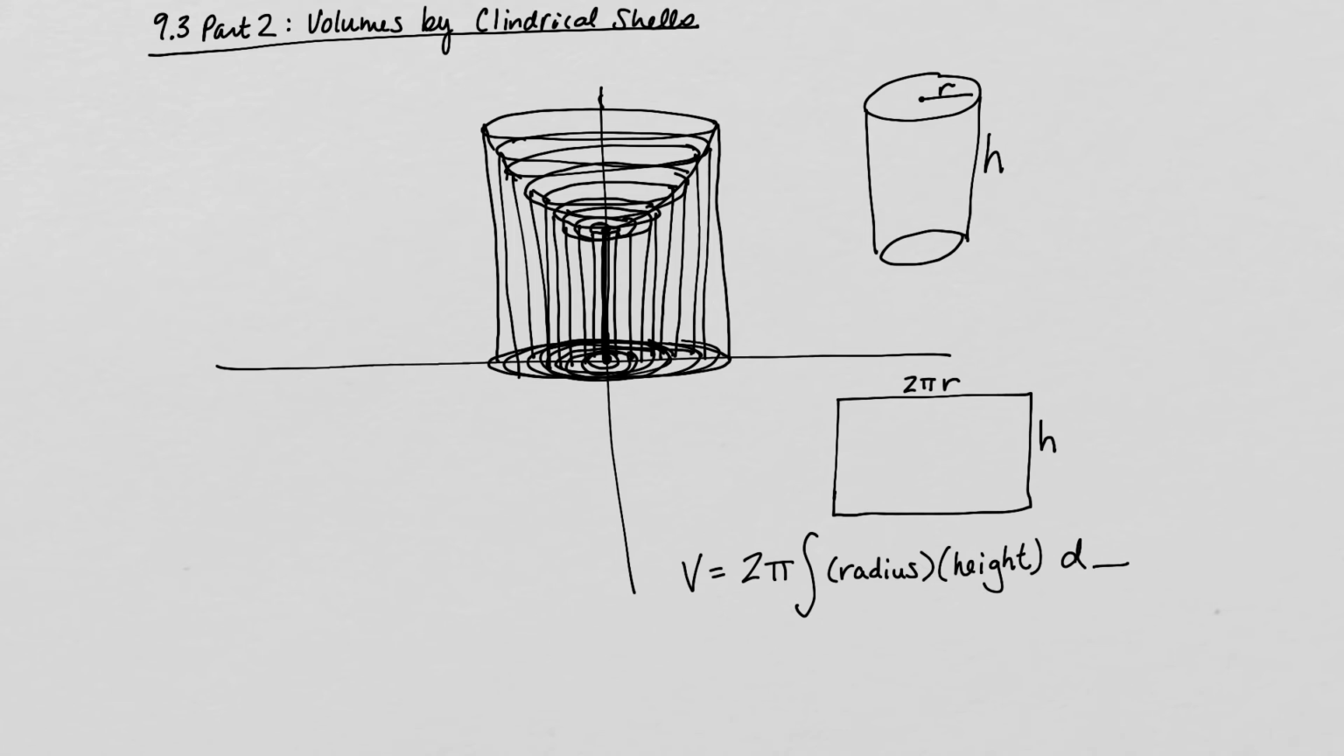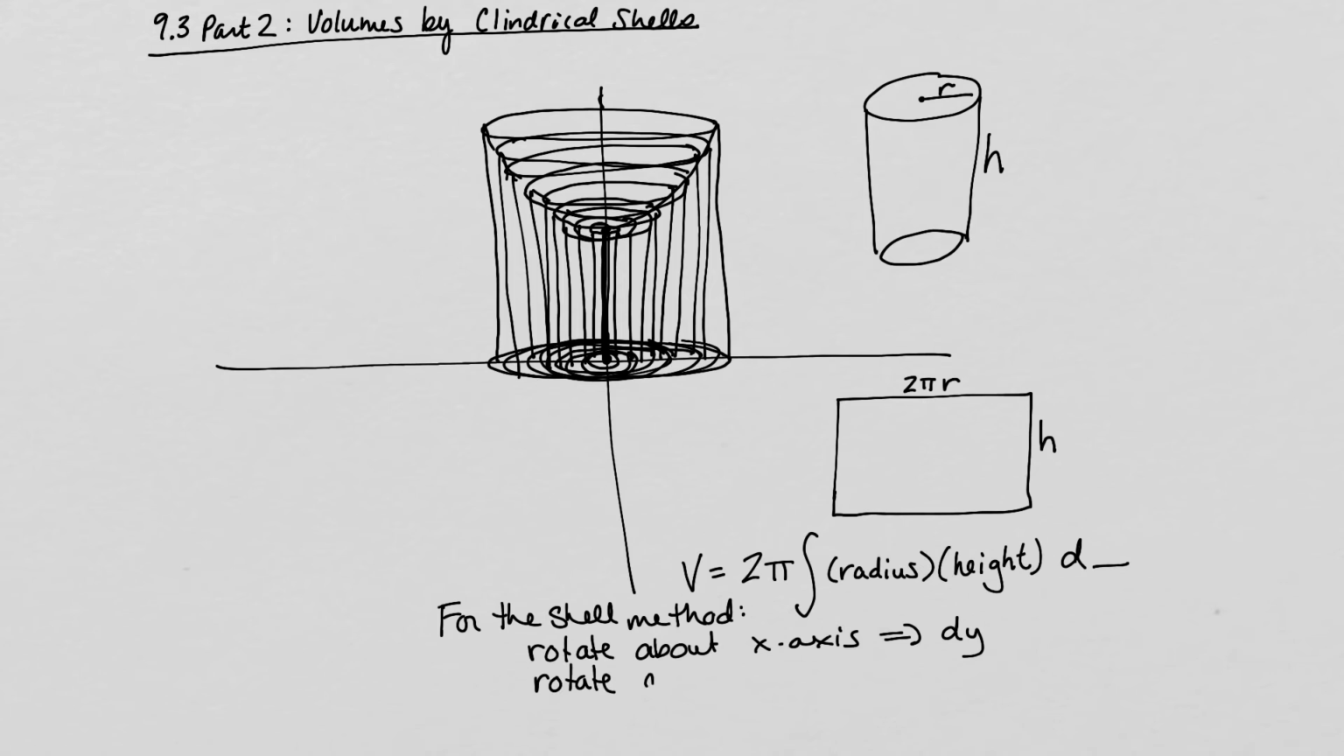So for the shell method, if we rotate about the x-axis, then we're going to use dy. And if we rotate about the y-axis, we're going to then use dx. So shells is like the opposite of what's happening in washers and discs.